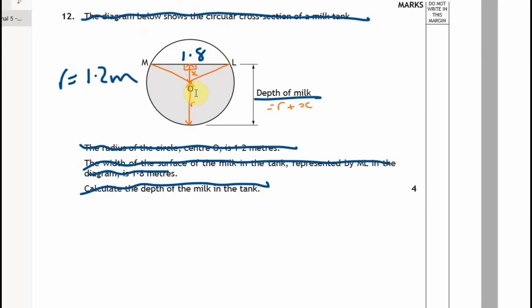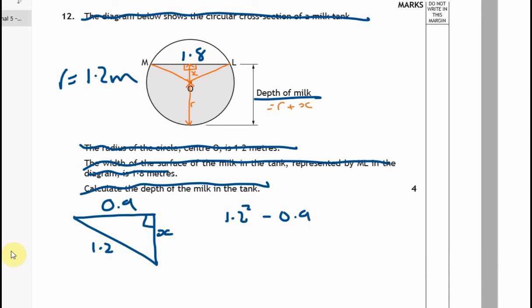So let's start off with a diagram. We've got a right angle triangle like this, and 1.8 is the full width, so we're going to have half of that, because we're just looking at one of these right angle triangles. Just this length here is 0.9. I'm trying to find x, and I know this is the radius, which is 1.2. So how do we work out x? It's going to be a Pythagoras takeaway: 1.2 squared minus 0.9 squared, square root. That's going to give me x.